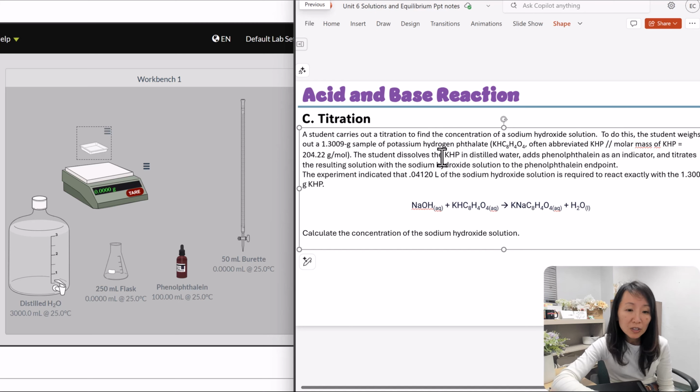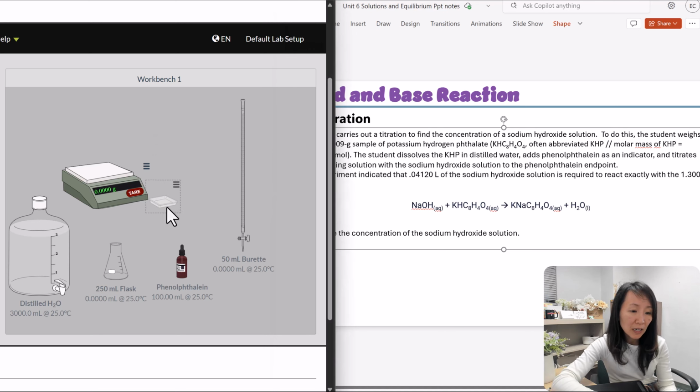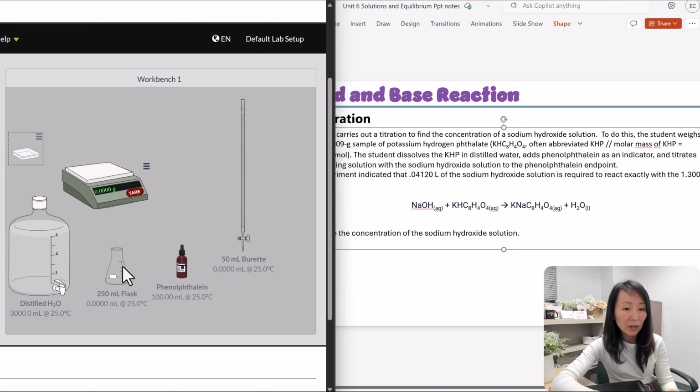Then the student dissolves the KHP in distilled water. So we're going to put this KHP into this flask over here, then add some distilled water. Okay, so it's mixed. I'm going to leave my weighing boat here. So now I have KHP solid and water mixed into a solution.